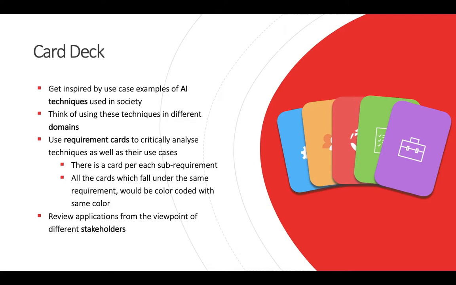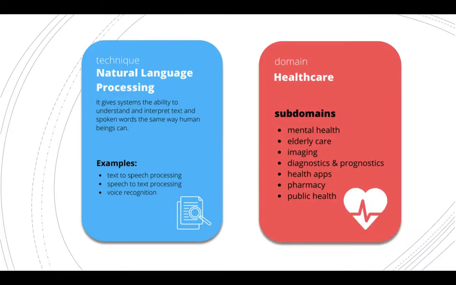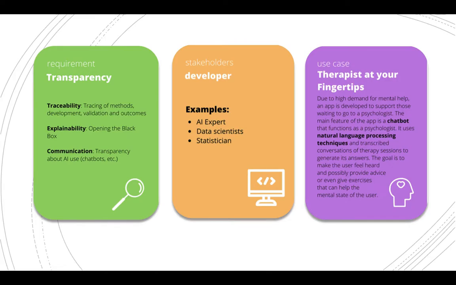But now I will walk you through the different sets of cards so you also get an idea of what they do. First, we have the AI technique card. This is a generic AI technique that can be used in many domains and in various ways. They also come with examples of the different applications of such a technique. Then we have domain cards. Domain cards contain a sector in which an AI technique can be applied, containing multiple subdomains falling under the same sector. So in this case, we have healthcare that contains the following subdomains, including mental health, elderly care, imaging, diagnostics, etc.